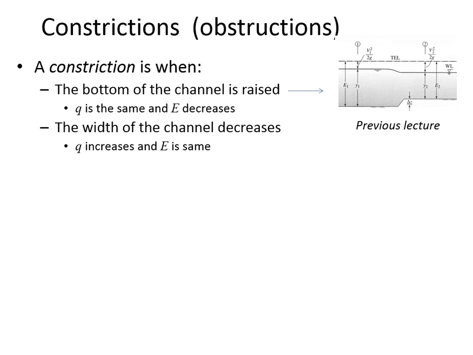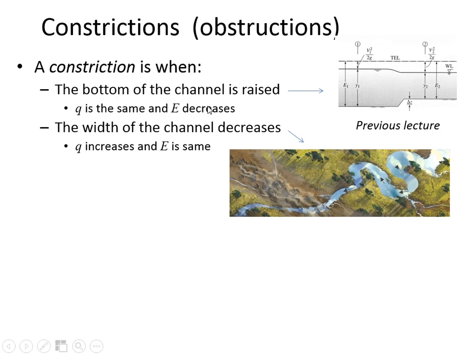Now think about flow per unit width. Remember, lowercase q is big Q divided by b, the width of the channel. And so when you make the channel narrower, that means you're going to have the same flow rate, the same big Q, but now a smaller b. And so that increases the flow per unit width. But the energy is going to be the same. The specific energy doesn't change because the channel bottom isn't going up or down like it did when the bottom of the channel is raised.